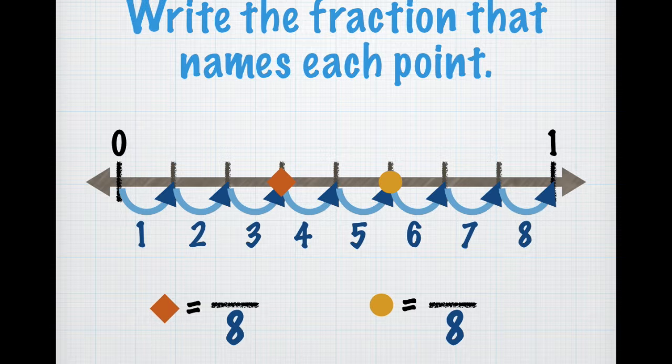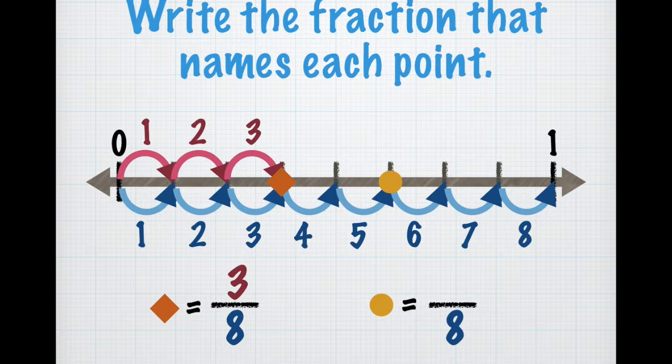I'm going to count the spaces until I get first to the orange diamond. 1, 2, 3. So it took 3 spaces to get to the orange diamond. So 3 out of the 8 spaces, or 3/8. So my fraction for the orange diamond is 3/8.